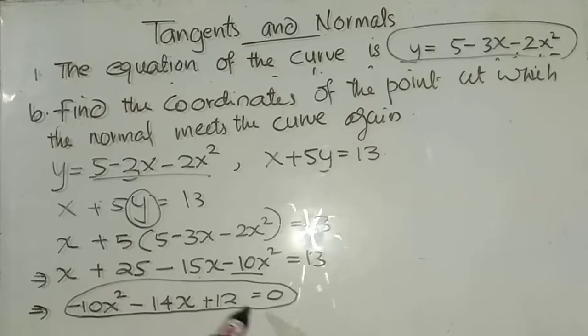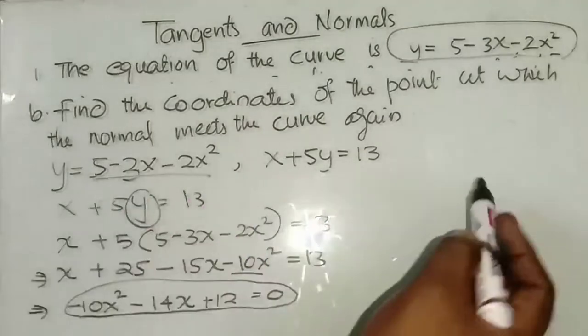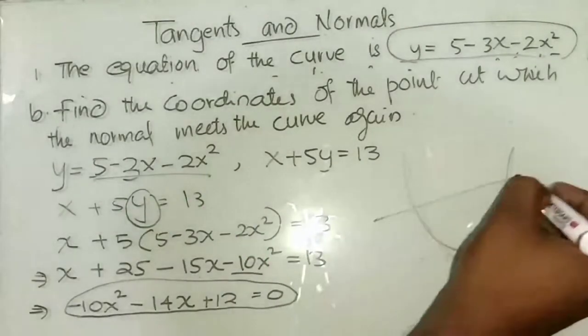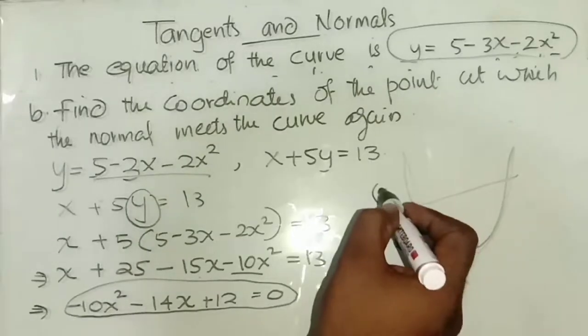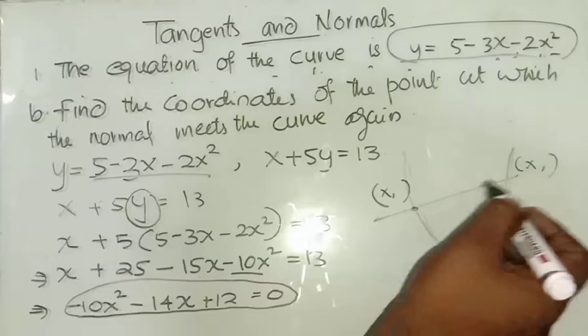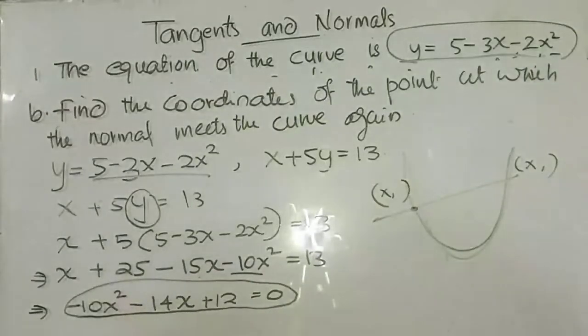If we solve this quadratic equation, we get the x coordinates of the meeting points, these two. Okay, so let's solve that one.